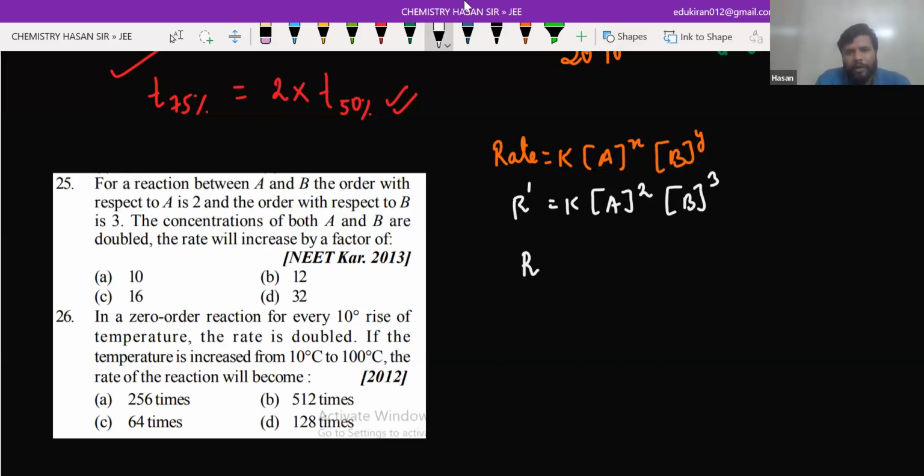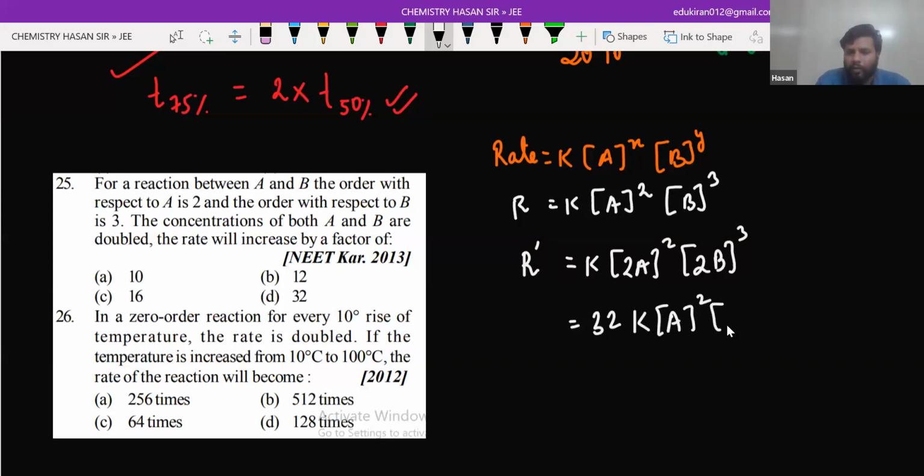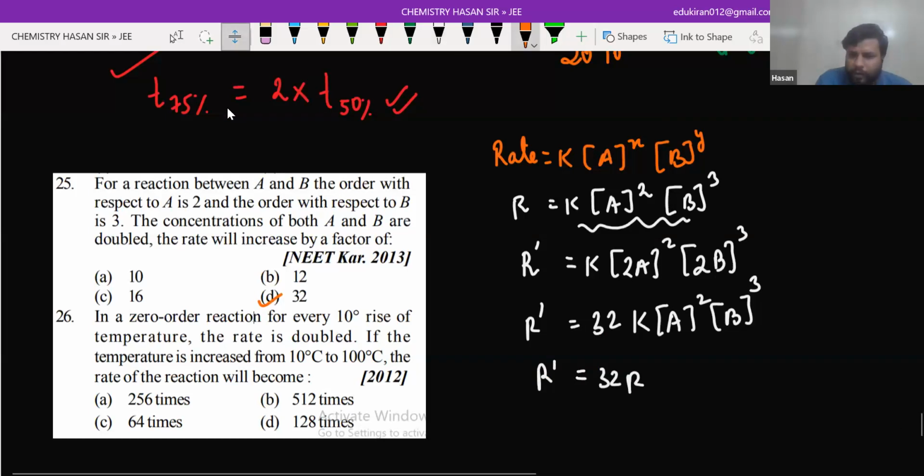Now we are going to calculate R dash, the new rate, which will be equal to K into (2A) squared into (2B) cubed, after doubling both. So this becomes 2 to the power 5, which is 32. 32 into K into A squared into B cubed, and you know this has a value R. So the new rate will be 32 times the old rate. Yes, option D. Very good. Go for the next one.